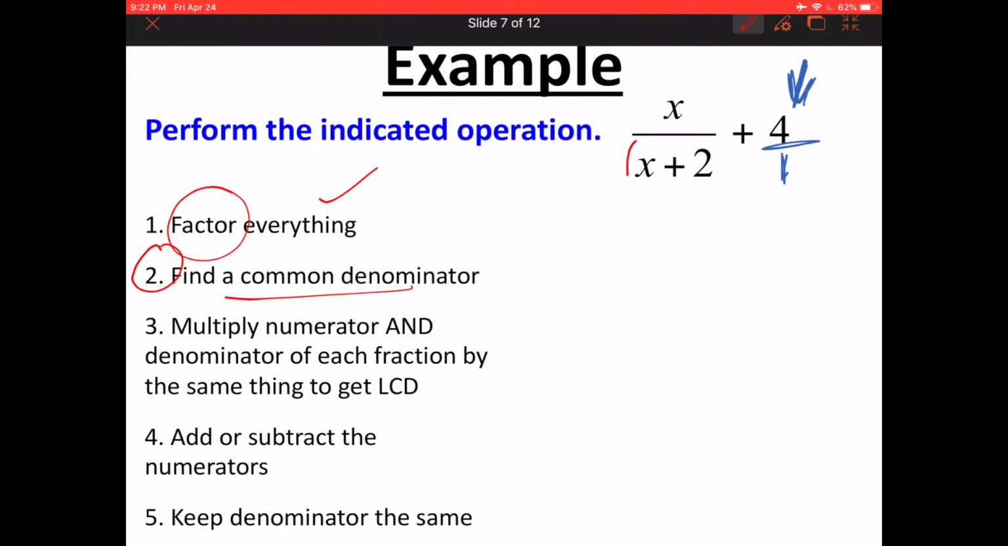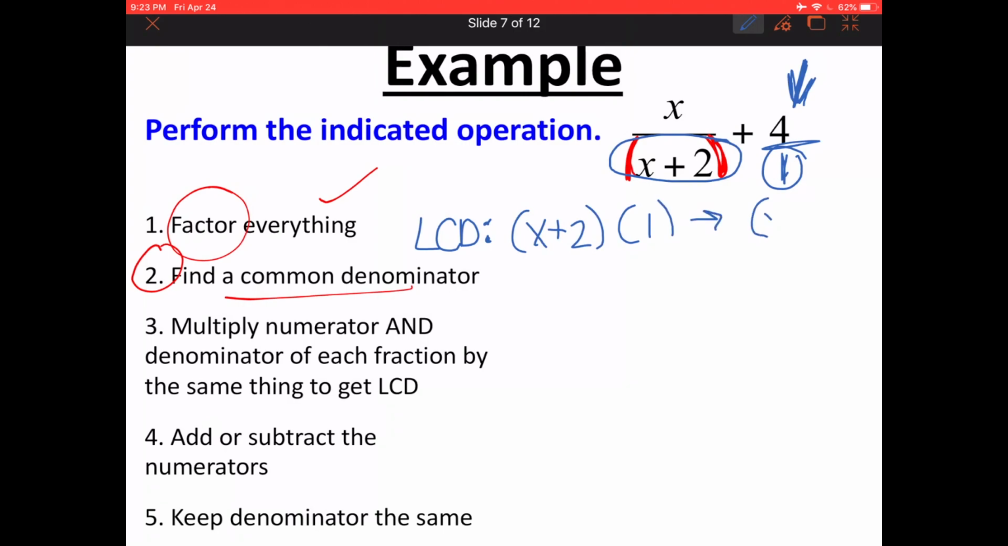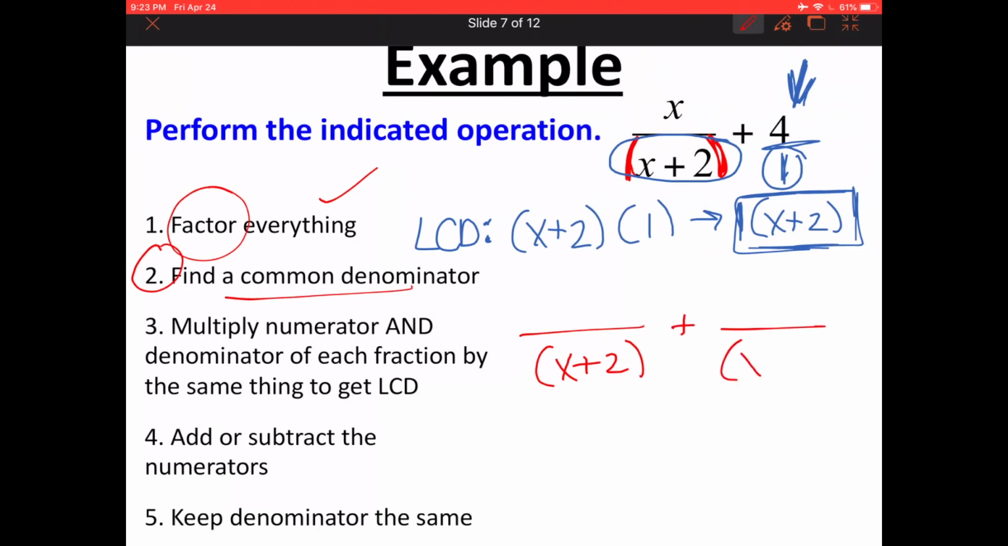Step 2 is to find a common denominator. So remember, this x plus 2 is in parentheses, so it counts as one term. So for my least common denominator, I circle the entire thing. X plus 2 is one of my factors, and 1 is one of my factors. Now, 1 can be invisible, so that just means that my least common denominator is going to be x plus 2. So that means that I want the bottom of both of my fractions to have x plus 2.